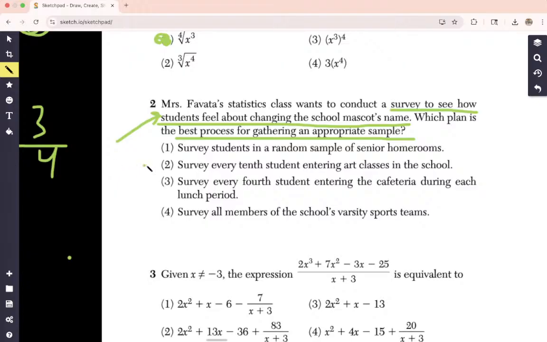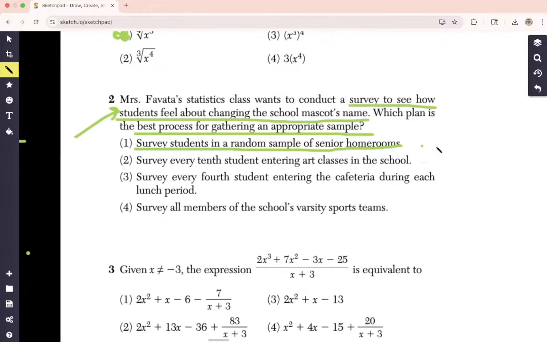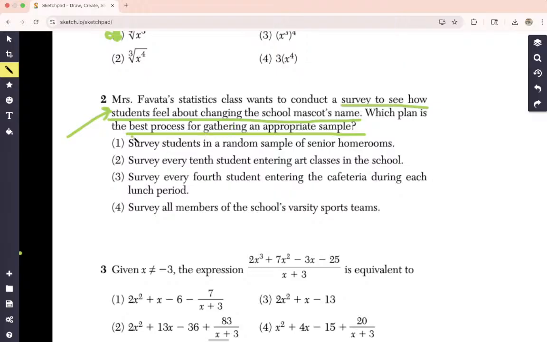So, let's take a look. Survey students in a random sample of senior homerooms. The problem with answer choice 1 is that you're only surveying the seniors. You're leaving everyone else behind. Survey every 10th student entering art classes. Once again, you're leaving a lot of students behind. You're not getting everybody's opinions on this.